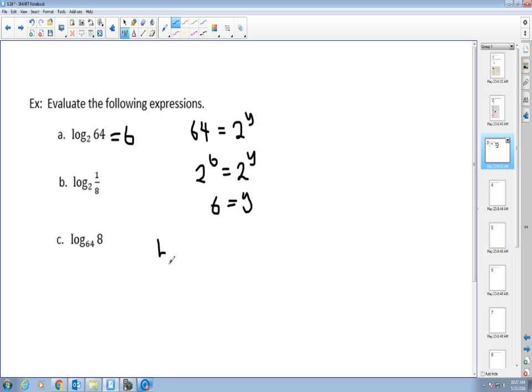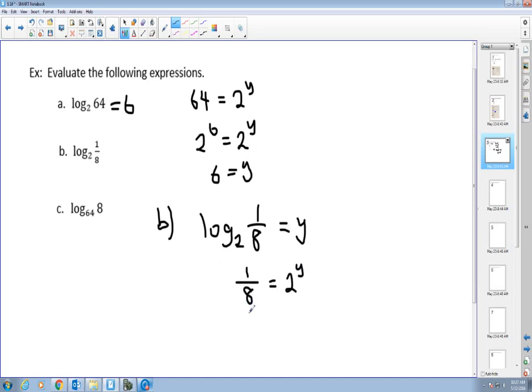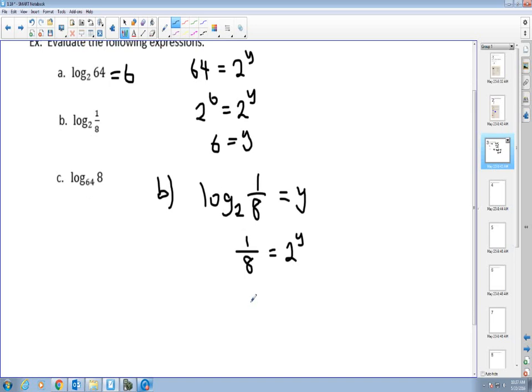Now let's try part B. Alright, log with the base 2 of 1 over 8. Alright, same thing. I'm going to set my logarithm equal to the variable y. Move my base to the other side. I get 1 over 8 equal to 2 to the y power. Now my 8 is the denominator, and we know 8 is the same as 2 to the 3rd power, because I want to make my base the same.